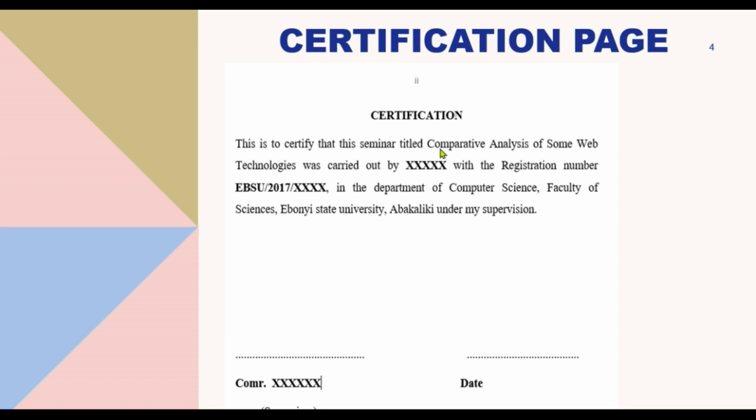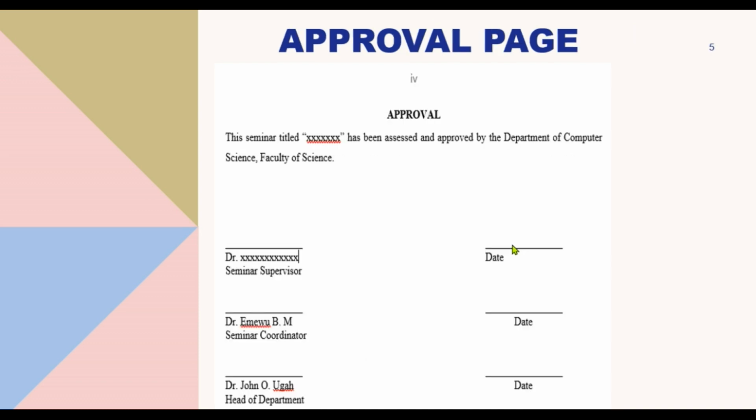And this is the certification page. The certification page, of course, has the title, and look at the number that I told you about. Then you have all this write-up. Then you put your name, the name of the student, and the reg number. Then the person that will sign is your supervisor, confirming that this work is your work, that he supervised it. Then the supervisor will sign and the date of signing.